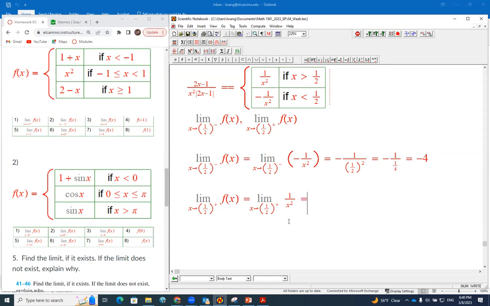And the next one is direct substitution. Once again, it's one half squared. Direct substitution, and it's going to be positive 4. The limit from the left and the limit from the right are not the same. So what do we say about the limit? The limit from the right is not the same as the limit from the left. So this limit as x approaches half does not exist.